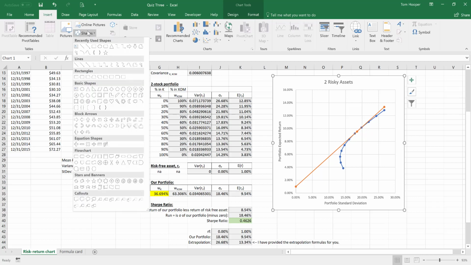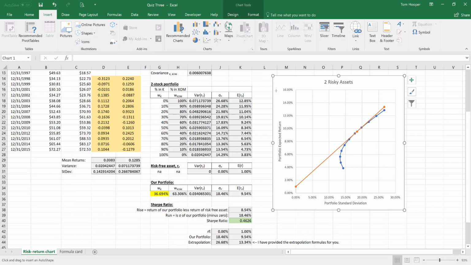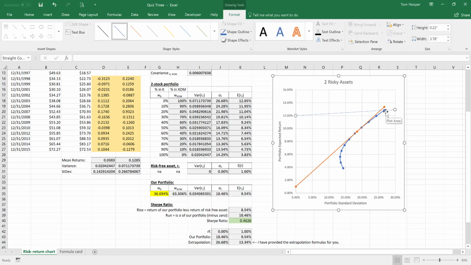Just for illustration purposes, I'm going to draw a line by hand. You should never do this in a test or a quiz, but I'm going to draw from the risk-free rate with zero return to the efficient frontier. So we could be anywhere along that efficient frontier, and we want to maximize our Sharpe ratio, which means we want the highest slope of this line. And clearly in doing so, we are going through 100% ExxonMobil, 0% Kellogg.